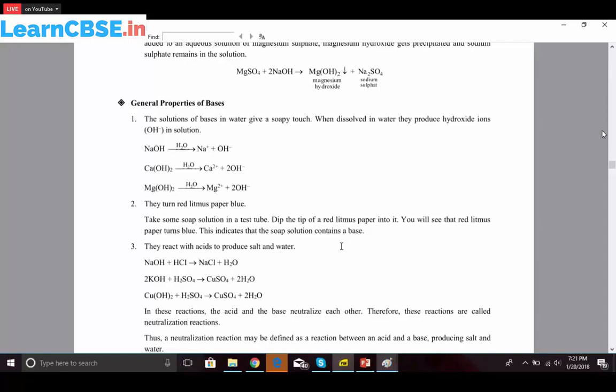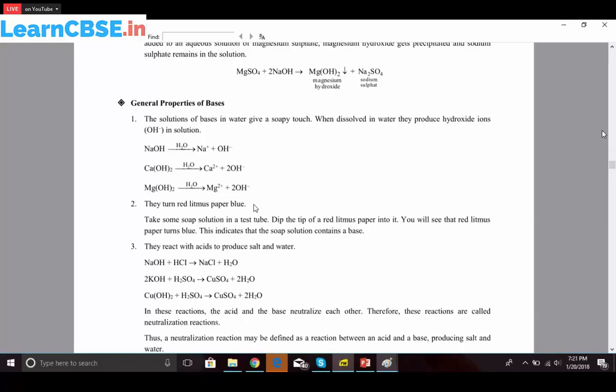So general properties of the bases. Okay, so what are all the general properties? It has a soapy touch. So if you add water to the base, it splits up into ions and gives you OH minus ions. So NaOH when dissolved in water gives Na plus and OH minus. Ca(OH)2 when dissolved in water gives Ca 2 plus and 2 OH minus. Magnesium hydroxide when dissolved in water gives Mg 2 plus and 2 OH minus. So they always turn red litmus paper blue.